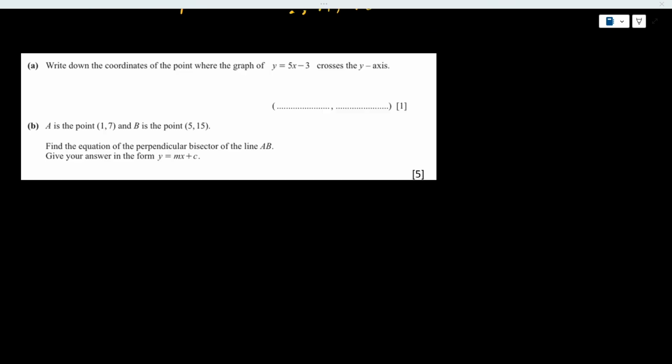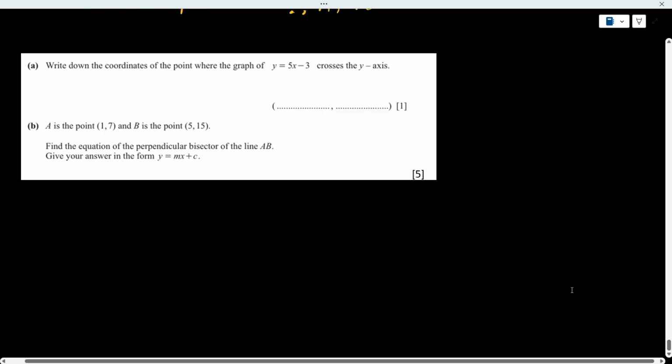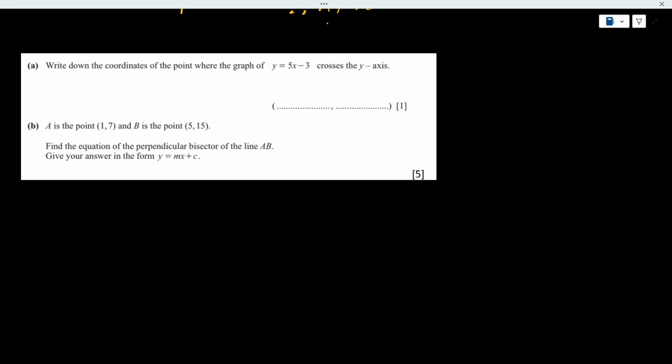Now this is one of the past paper questions. What is given again? This is based on coordinate geometry. What is given in the first part? It's given the coordinates of the point where the graph y equals 5x minus 3 crosses the y-axis. You should remember that on the y-axis, the x coordinate is always 0. So if I substitute x as 0, you will get x coordinate 0 and y will be minus 3, which is nothing but the y-intercept.